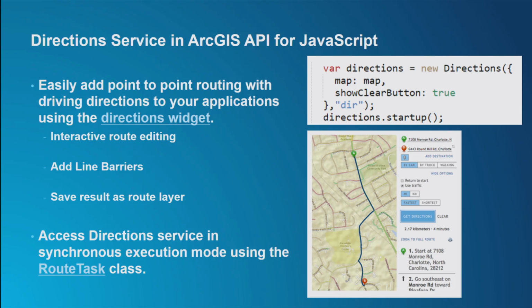The easiest by far is using the directions widget. So you initialize the directions widget and it shows up in the map container, and it has a predefined user interface that allows you to exercise a lot of functionality. So if you just need to enable the routing capability in your web map, just go initialize the directions widget in your web app container, and there you go. You have just enabled routing for your app.